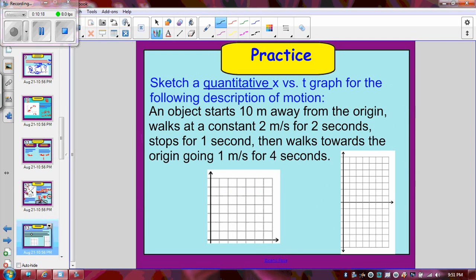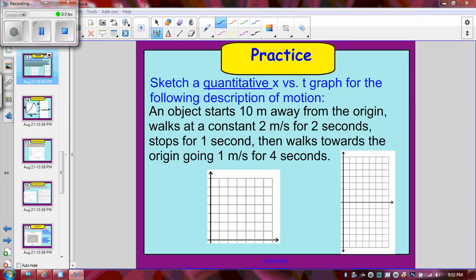All right, let's look at something different. This question has us wanting to sketch a quantitative x versus t, or position versus time graph, for the following description of motion. An object starts 10 meters away from the origin, walks at a constant 2 meters per second for 2 seconds, stops for 1 second, then walks towards the origin going 1 meter per second for 4 seconds. All right, that might seem like a lot of information, and for the first time it probably is, but let's go ahead and break it down.